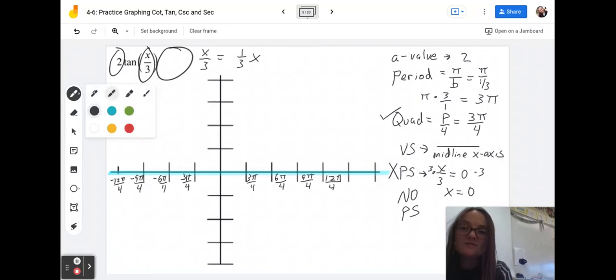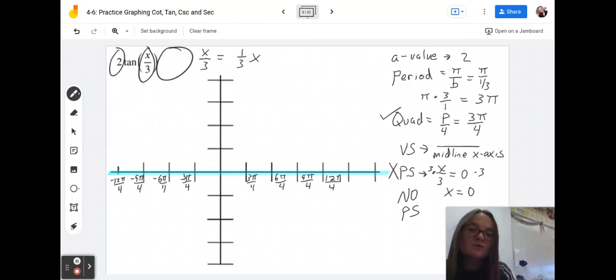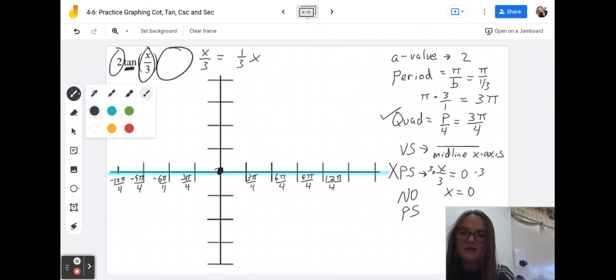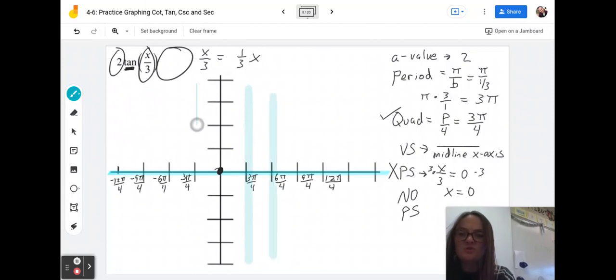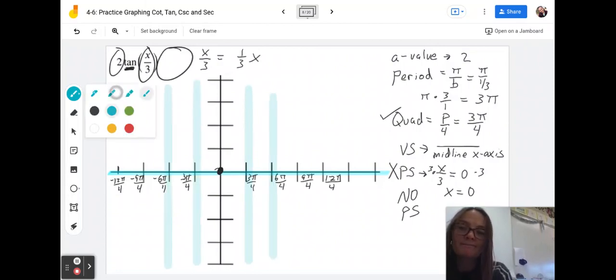Okay, let's go through and see if we can graph this. We need to, number one, remember that tangent starts at the origin. There's no phase shift, so we can literally just start tangent off at the origin. Okay, so then from there, let's follow the tangent guidelines. Let's use a couple of quadrant lines just to keep things straight. So I'm going to do 2 quadrant lines to the left, 2 to the right, because that's how tangent works. And then let's follow the tangent pattern.